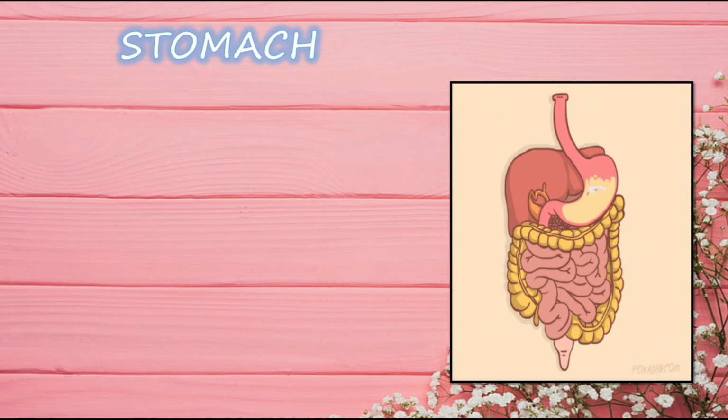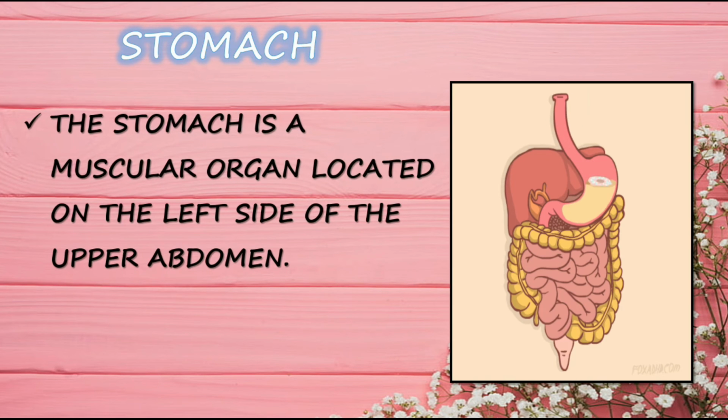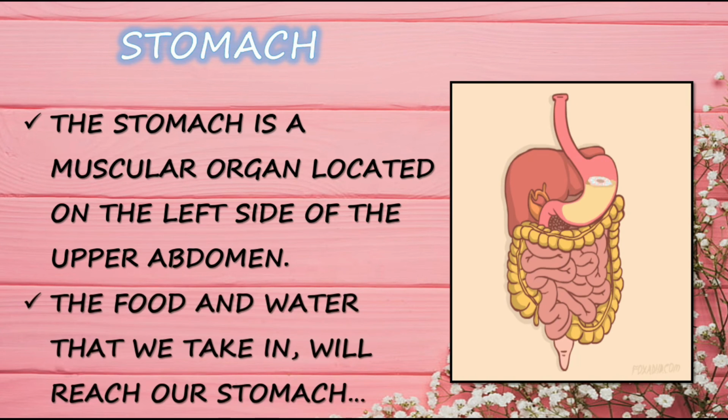Stomach. So what is the main process of the stomach? It is used to digest the food. The stomach is a muscular organ located on the left side of the upper abdomen. So the first part of the abdomen is the stomach. Where is it located? It is located on the left side. The food and water that we take in will reach our stomach. So we are taking the food. Where does it reach? It reaches the stomach.